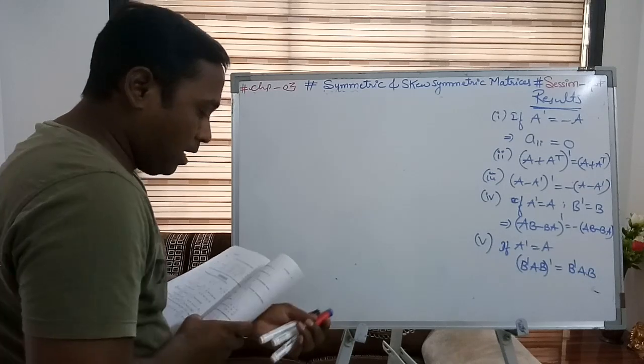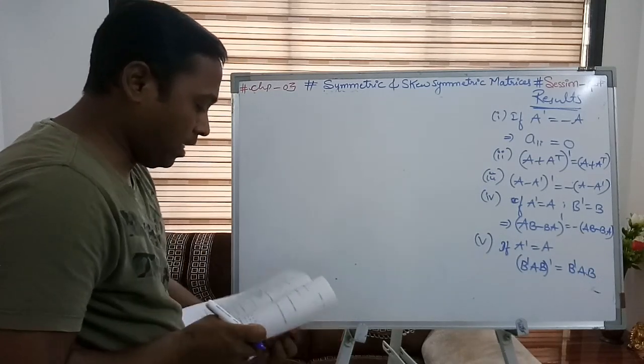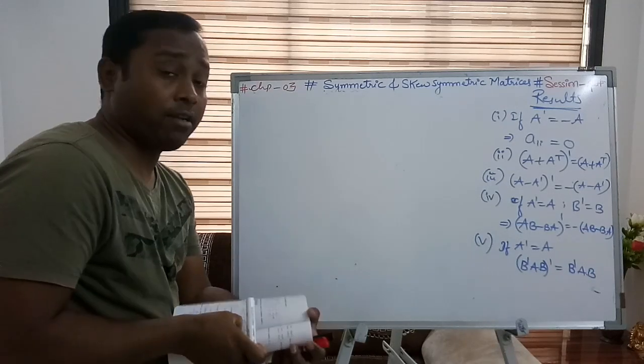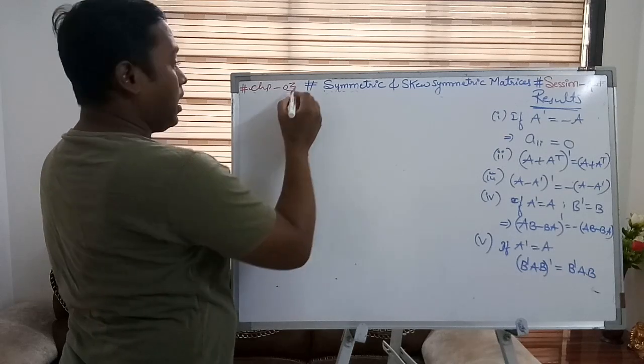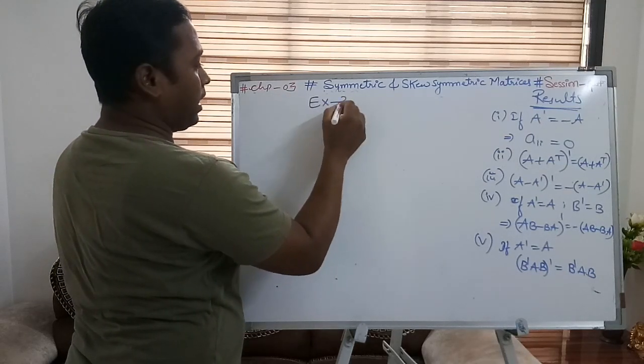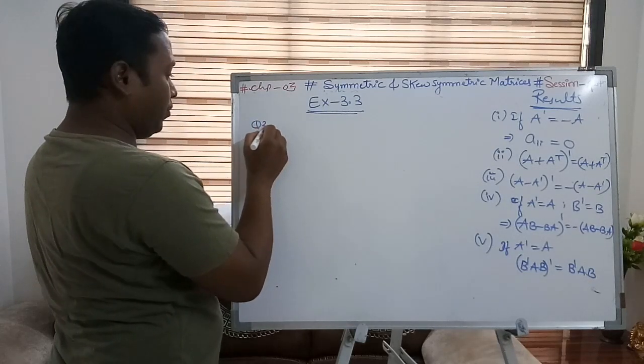What they are asking. See, wherever it is possible that you can do, I am not solving. Wherever my assistance is required, then only I will solve. I am taking the questions from exercise 3.3, question number 3.